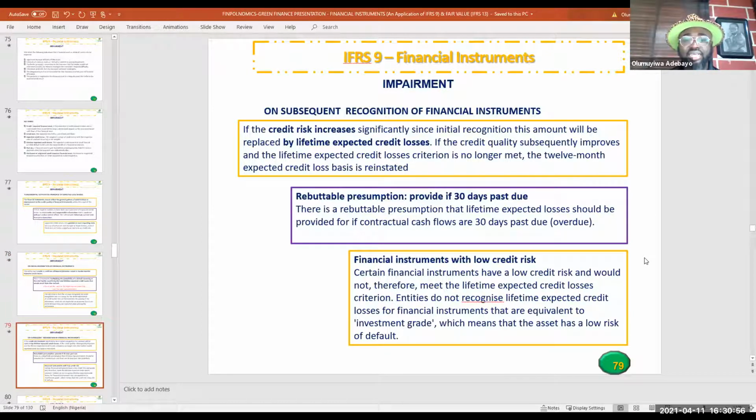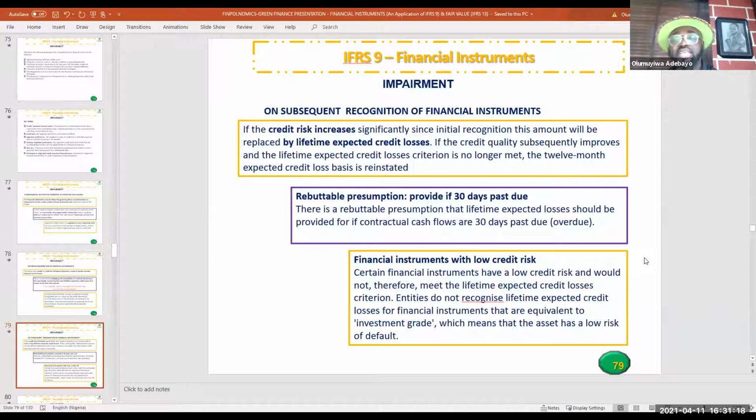As I've told you earlier, the issue of 30 days past due is a rebuttable presumption to consider that the amount of credit risk has increased significantly. But again, internal credit policy also plays a role based on your historical performances.